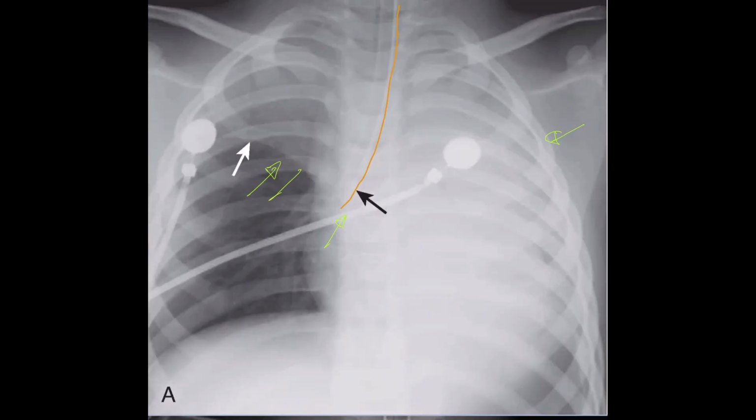The minor fissure is also elevated here, as you can see, and the solution for that is to pull the endotracheal tube back to the normal position, 3 to 5 centimeters above the carina, and then you ventilate again, and the atelectasis will resolve after good ventilation.